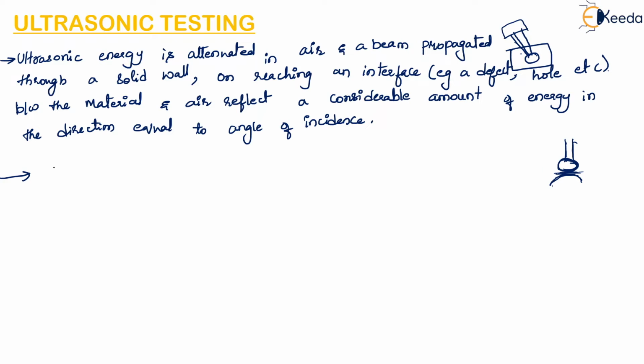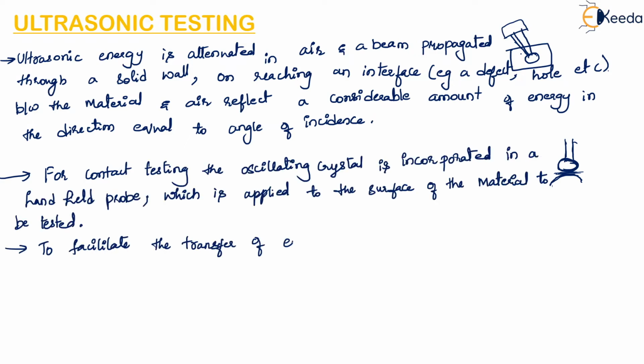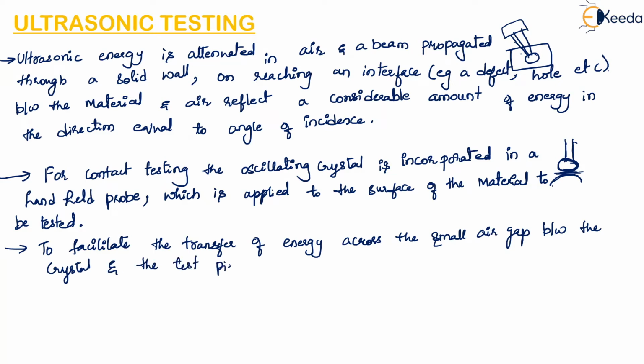Usually while testing the material, couplant is used, and that couplant is oil, water, or grease. So contact testing for both the human body and material is done with the same procedure. So for contact testing, a couplant is used for transfer of energy across the small air gap between the crystal and the test piece.